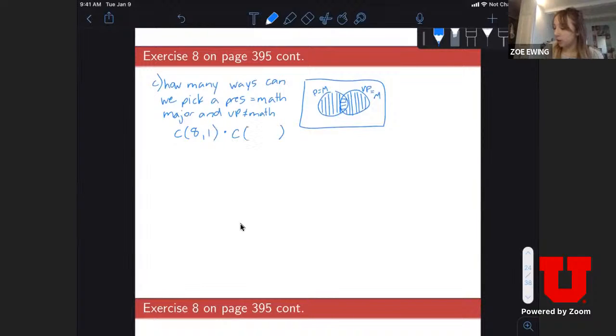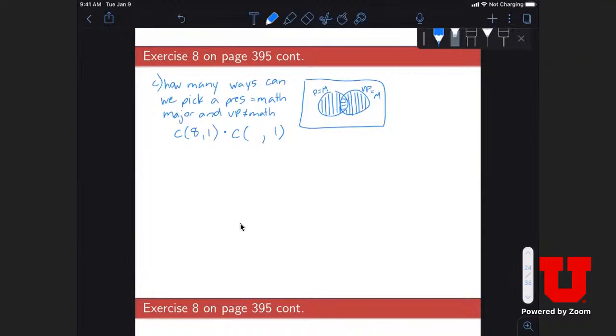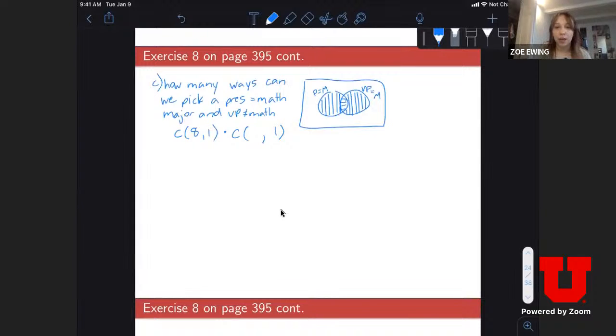So we still want to pick just one to be our vice president. And what is the pool that we're picking from? CS and science majors, 18. So that will be 18.